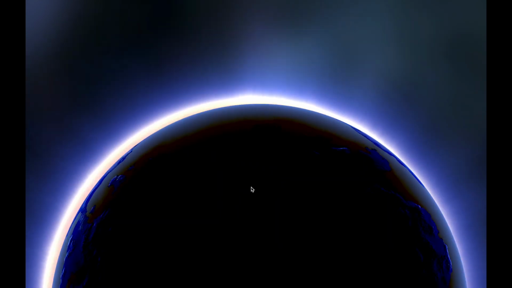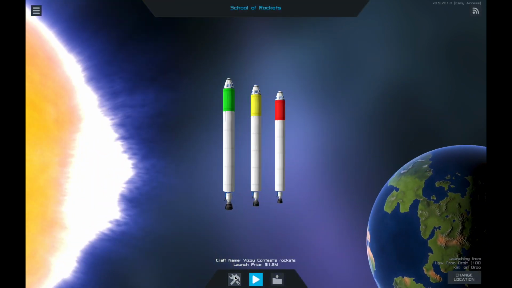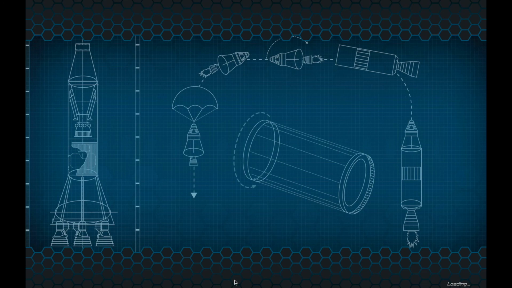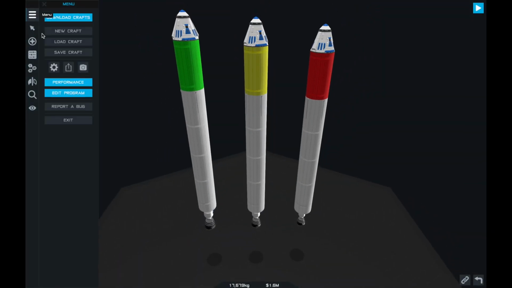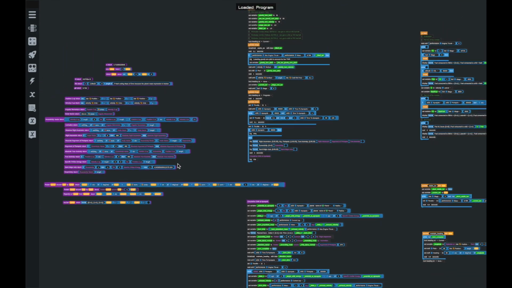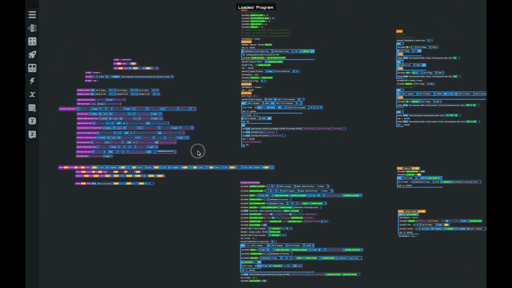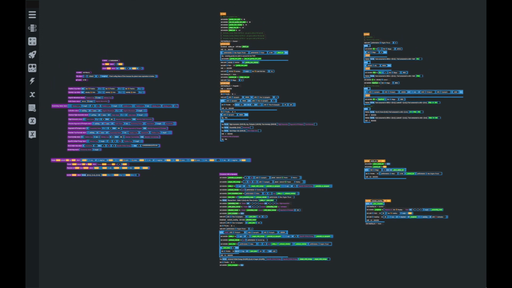I recently made a submission to Croxy's Efficient Ascent and Orbit Vizzy contest, and in response I received a request to explain how my flight program works. So, here we go. As you can see, this is a relatively complicated program, but what it is doing is actually fairly simple.